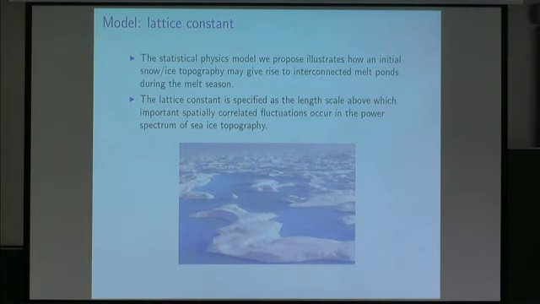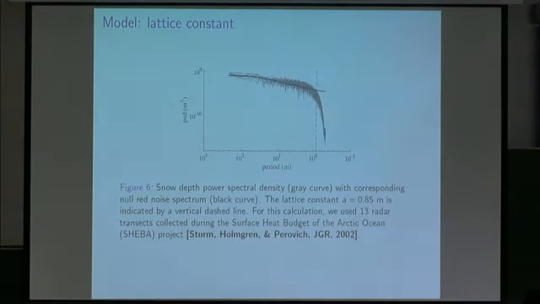We want to do some data analysis on this snow topography, and the lattice constant is extracted this way. It's defined as the length scale above which important spatially correlated fluctuations occur in the power spectrum of sea ice topography. So you see where it is going. We are taking this ice topography data and computing a power spectrum, and we want to look at what scale this power spectrum exhibits some unexpected feature. These wiggly lines are the actual data processing results, and these solid lines are the best fit with what's called a null red noise spectrum.